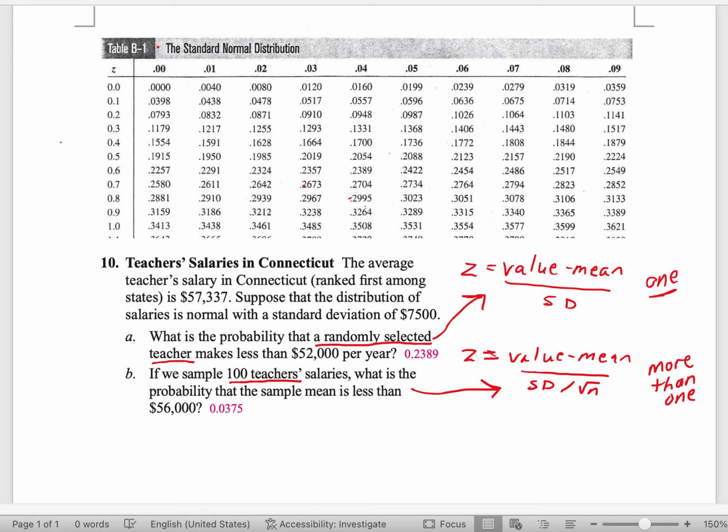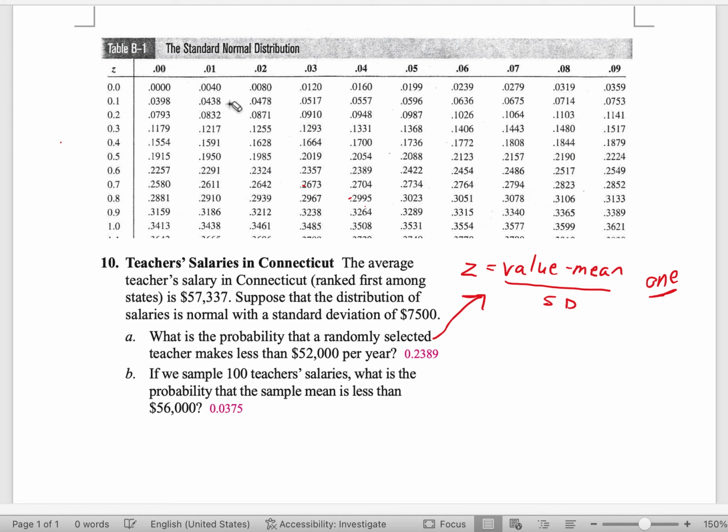Okay, so once that is decided, let's go ahead and look at how we work the actual problem. All right, so we know that our formula is the formula for 1 for part A. All right, so the number in the question, what is the probability that a randomly selected teacher makes less than 52,000? That number should always go first in your formula. That is your value that you're converting.